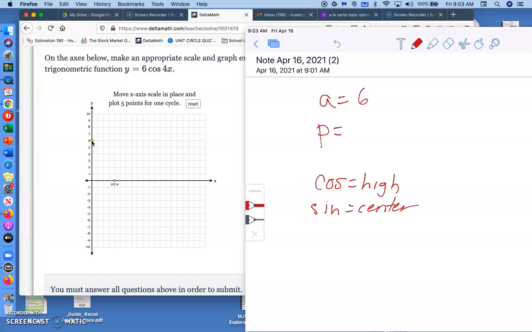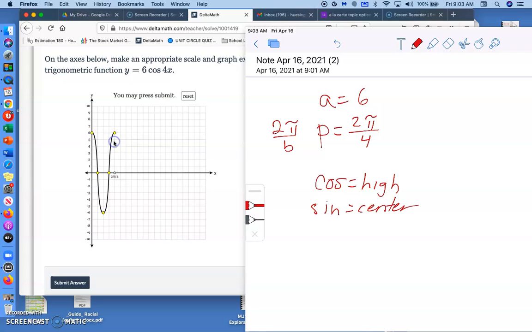So again, now this is 6 because our period is 2 pi over b. So this is 2 pi over 4. Midline is the center. Then it's going to go down to -6. Center and high.